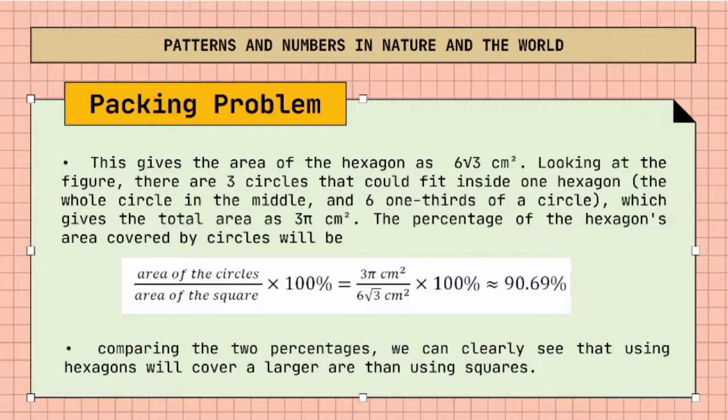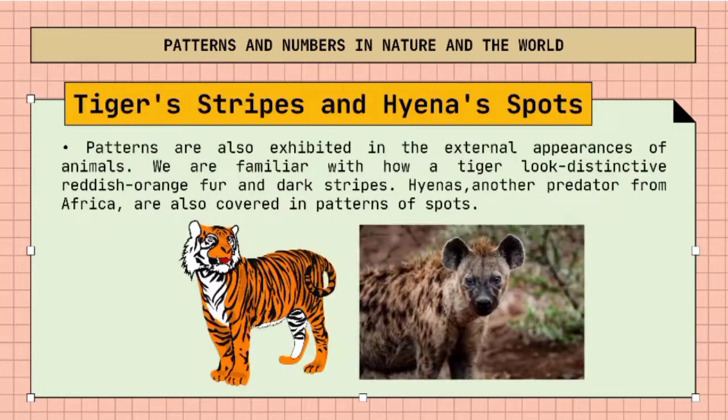The hexagon covers more area than the square. Patterns are also exhibited in the external appearances of animals. We are familiar with how a tiger looks distinctive, with reddish-orange fur and dark stripes. Patterns can also be found in hyenas, another predator from Africa, which are also covered in spots.